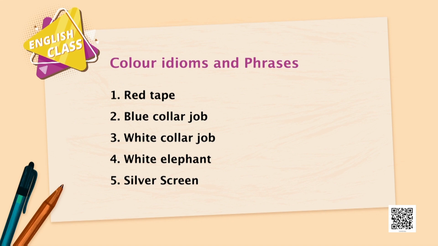Blue collar job. White collar job. White elephant. Silver screen. So, what are these? Red tape. You know, in big offices, you submit an application or apply for your post, or sometimes for a pension or some relief. The file goes from one person to another. It takes months together. That's mostly in government offices.